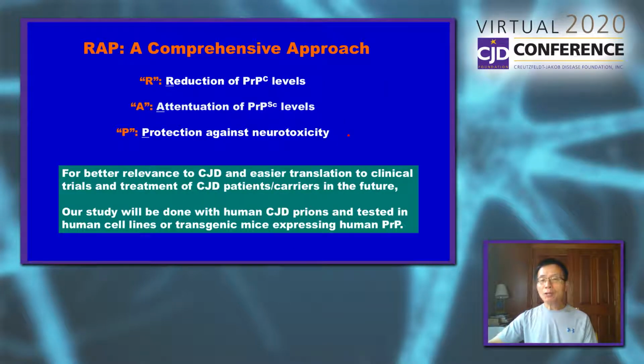So I'm trying to develop a comprehensive approach that will reduce the PrPC level, attenuate the PrPSc level, and protect against neurotoxicity at the same time. And then we're going to use human prions, basically CJD prions, and study them in human neuronal cell lines or humanized mice expressing human prion protein, so that the results can be more easily translatable to the clinic if it works.